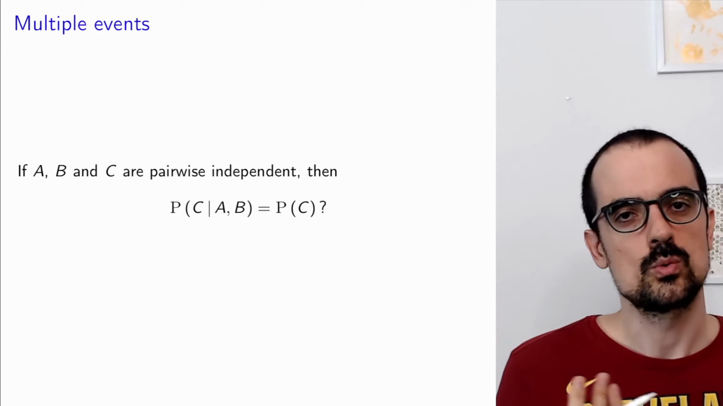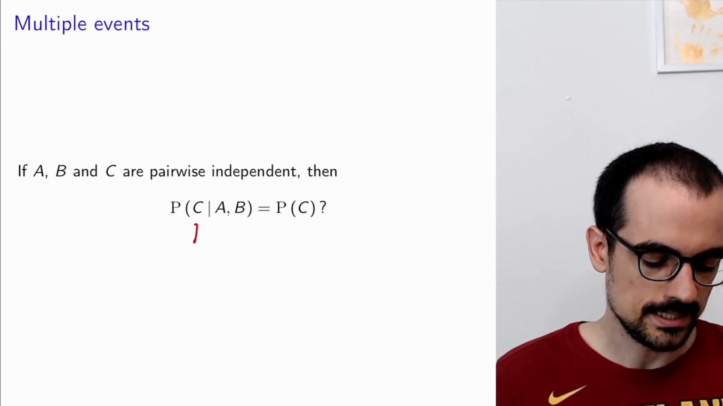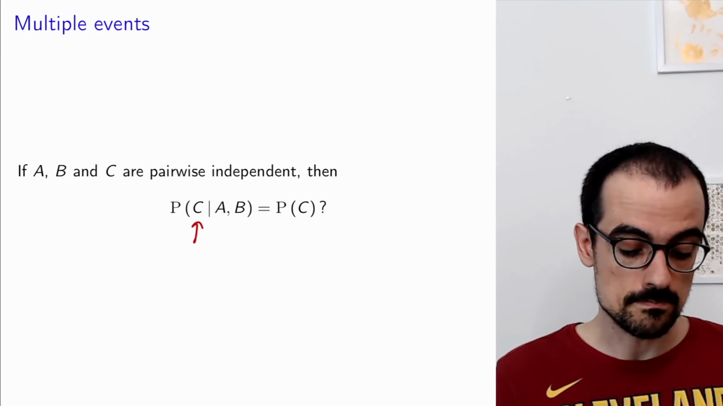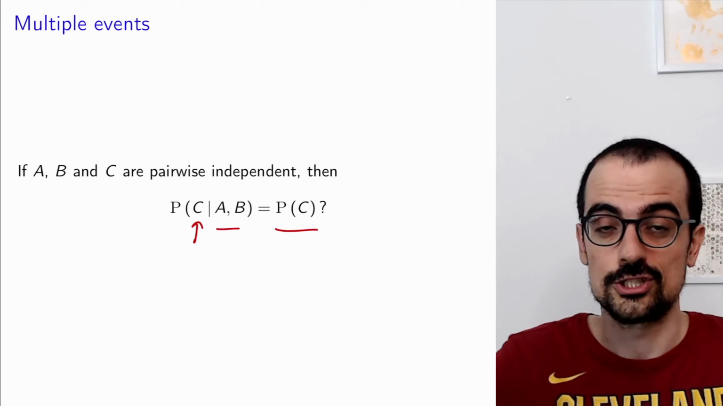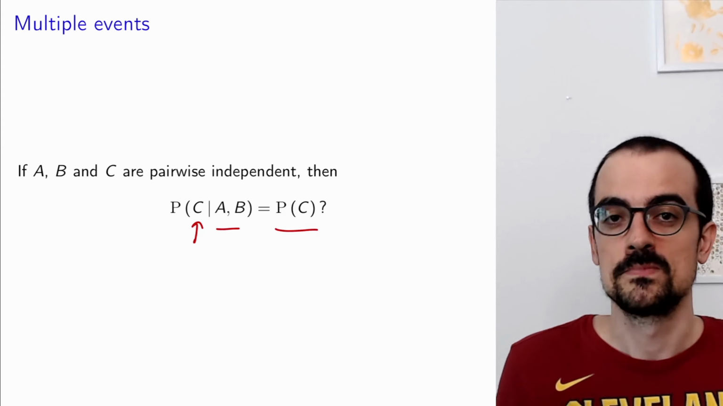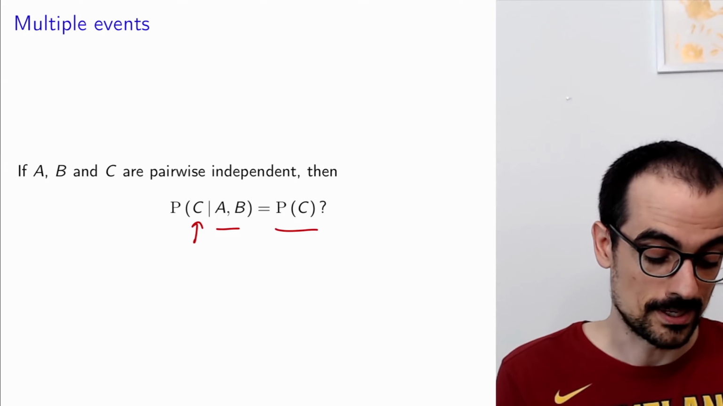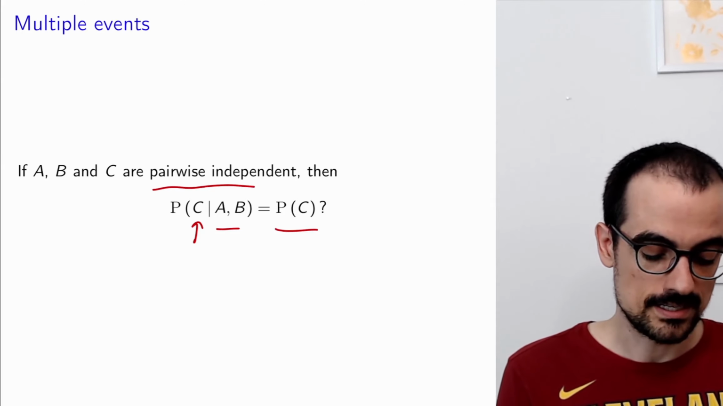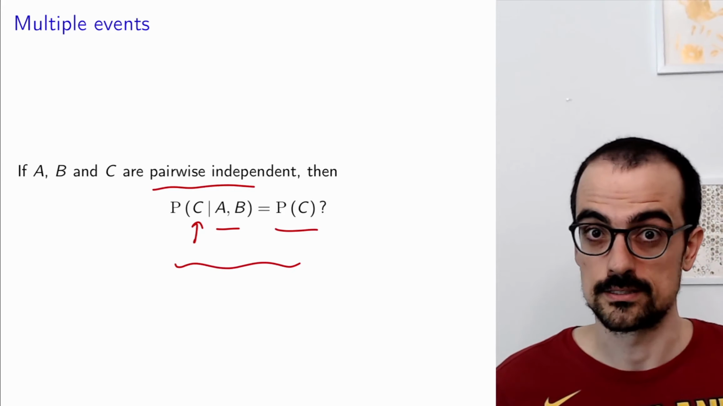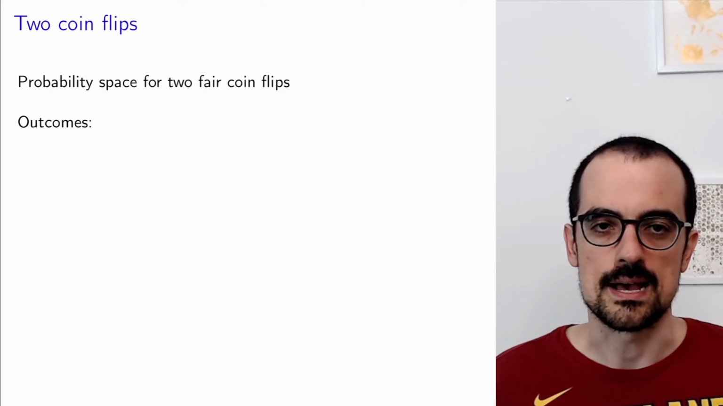If these 3 events were truly independent, we would think that the conditional probability of C given the intersection of A and B should be equal to the probability of C because they're all independent. So the conditioning should not change things. So we'll see that this is actually not true. Pairwise independence is actually not enough to imply true independence. In order to see this, let's take a look at an example.